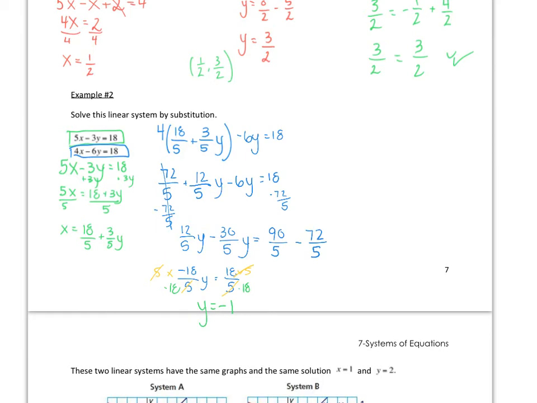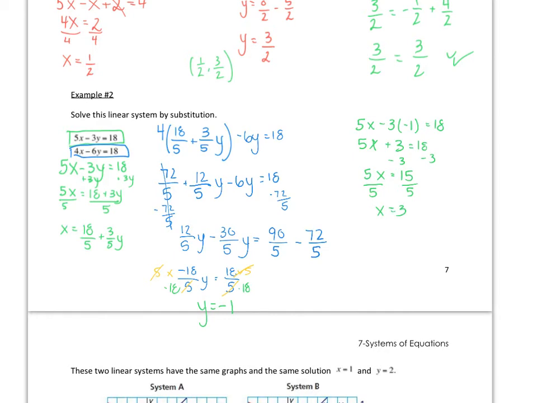Okay, I'm going to sub this into either equation to solve for x now. So I'm going to sub that into my first equation. So 5x minus 3 times y, which is negative 1, equals 18. So 5x plus 3 equals 18. Take away 3 from both sides. I get that 5x equals 15. Goodness. Divide by 5. Divide by 5. x equals 3.